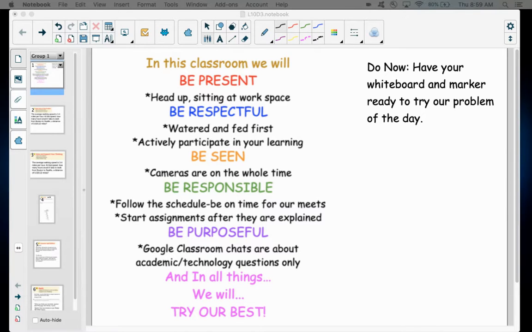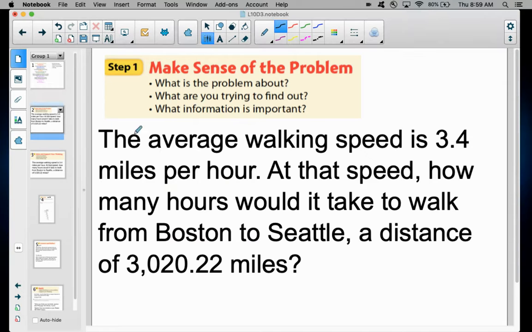We are going to start off by reading our problem of the day, and make sure you have that whiteboard handy. So here is our problem. The average walking speed is 3 4/10 miles per hour. At that speed, how many hours would it take to walk from Boston to Seattle, which is a distance of 3,020 and 22 hundredths miles?